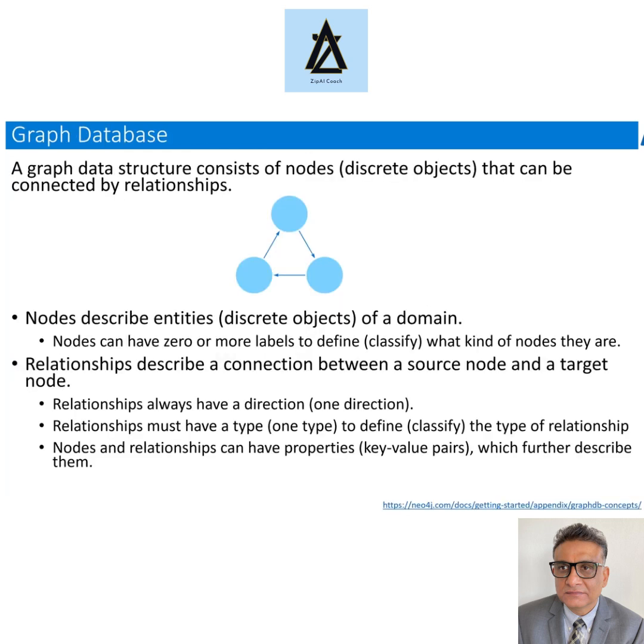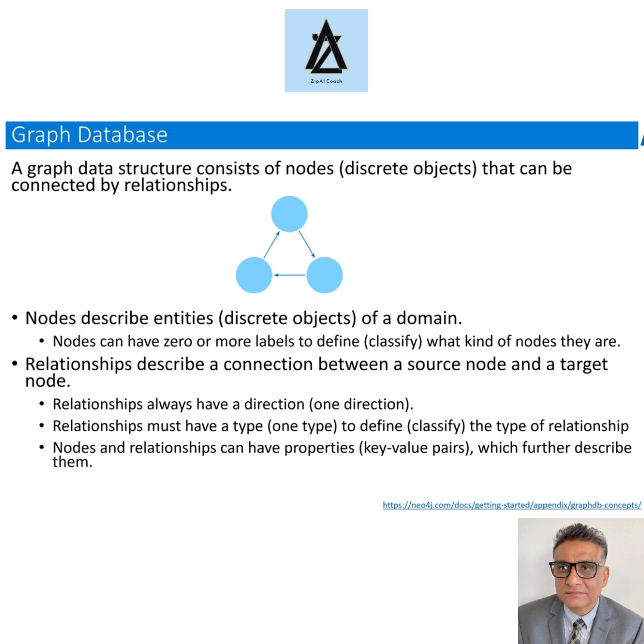So let's look at what is a graph database. A graph database is nothing but a data structure which consists of nodes, which are discrete objects or entities, and they can connect with other entities through relationships. It is very similar to the entity relation diagram that we have been building for relational databases. In an ERD, you have entities and relationships, and both can have attributes. They are called properties here.